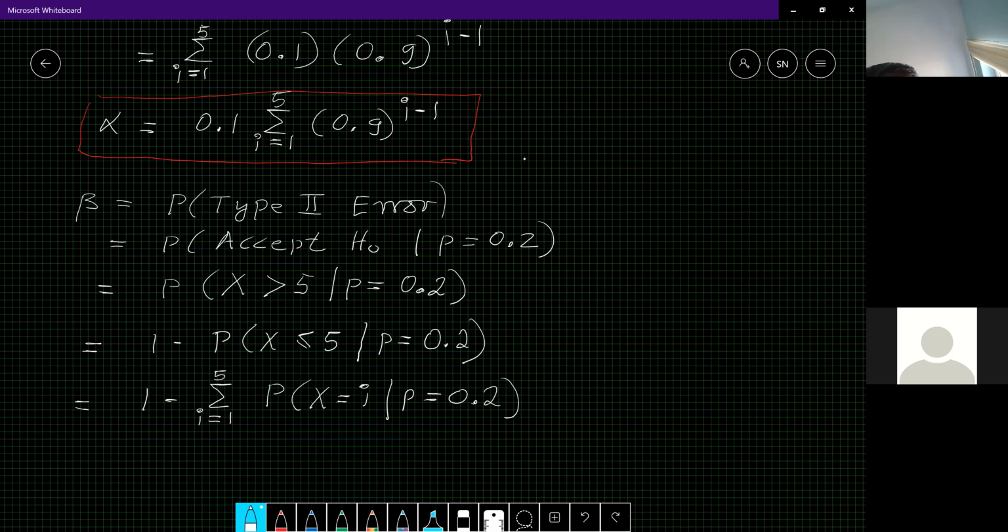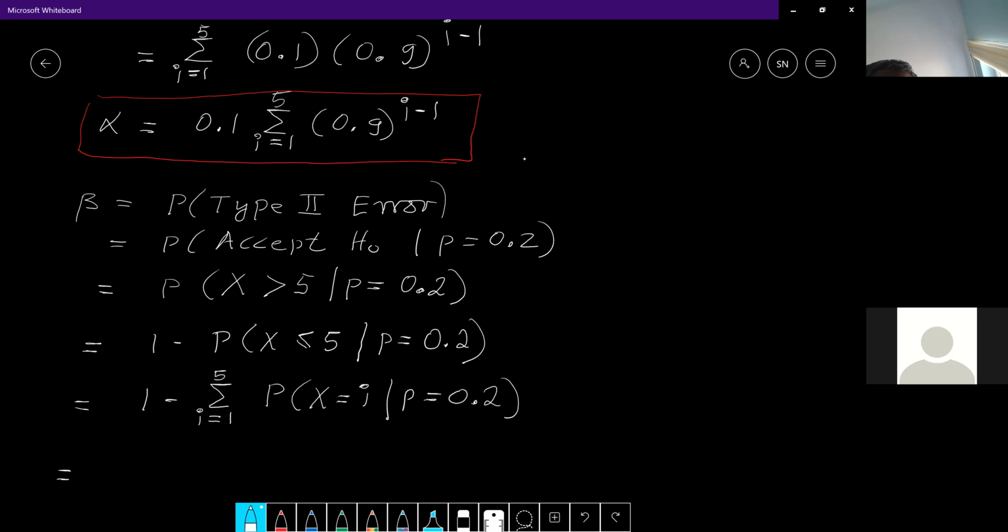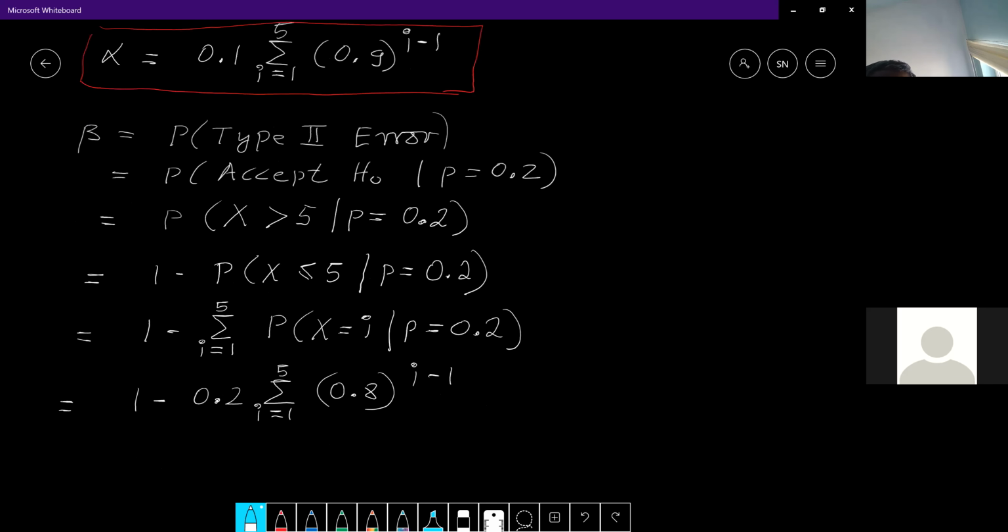And finally you can write this as 1 minus 0.1 times the sum from 1 to 5 of 0.9 to the power i. Oh, sorry, I'm sorry. It's not 0.1 because we changed now. This should be 0.2 and this should be 0.8.